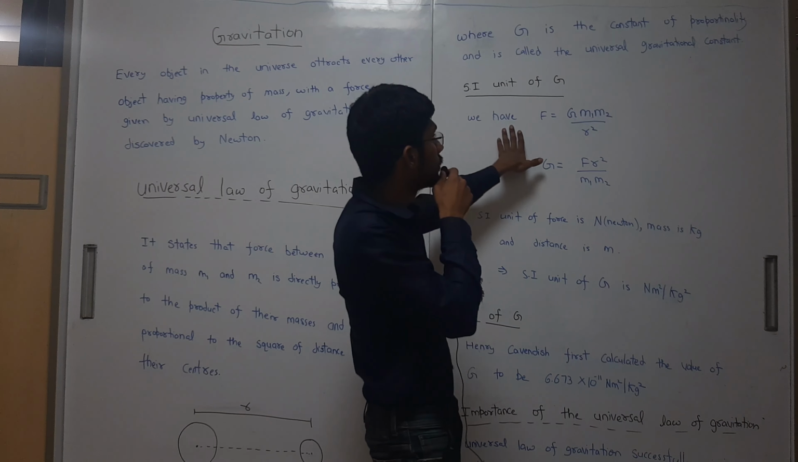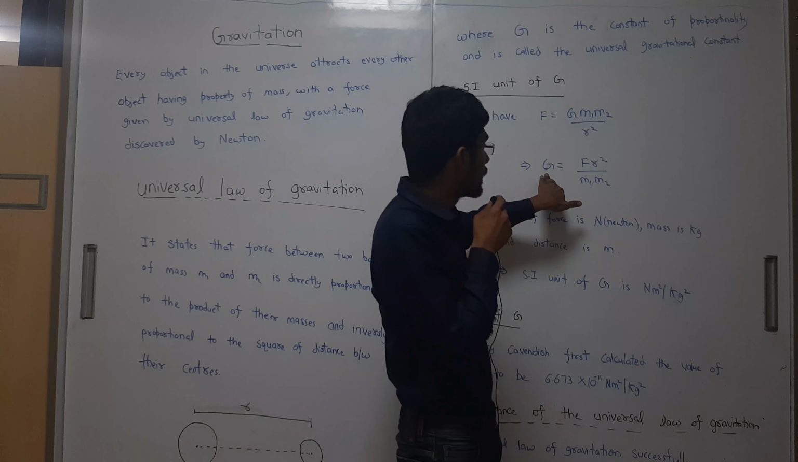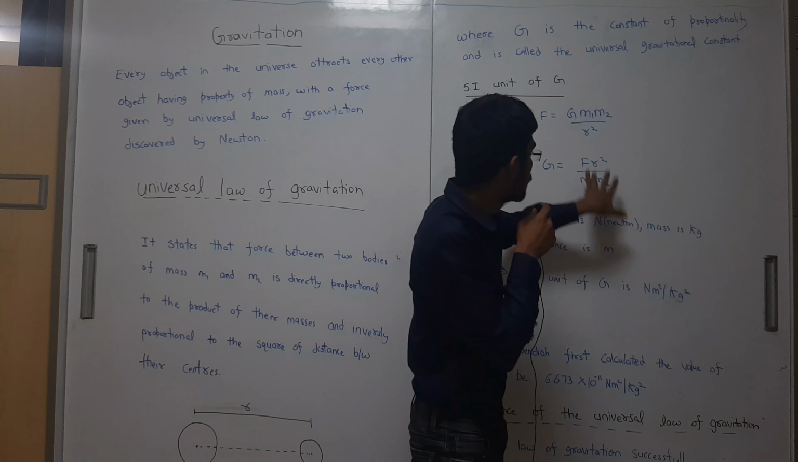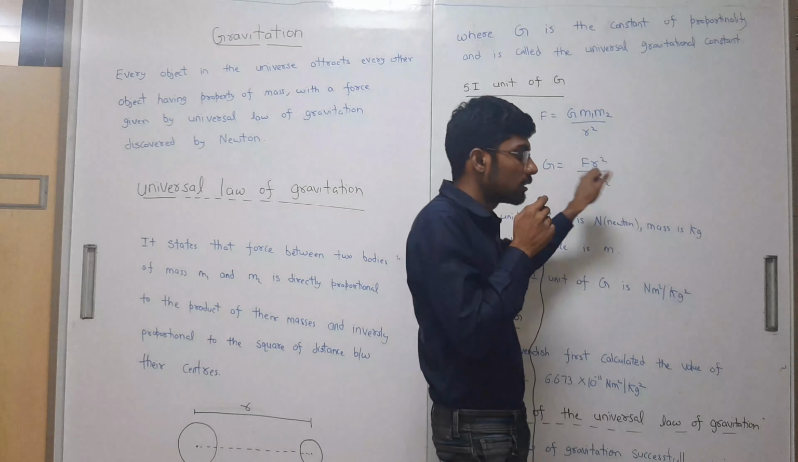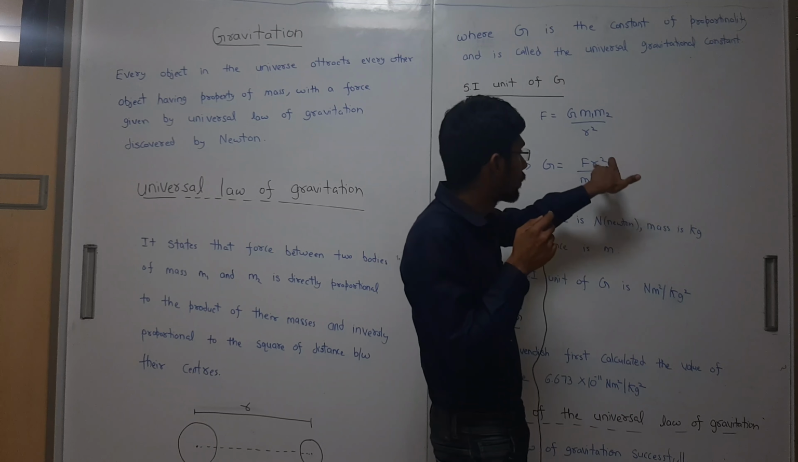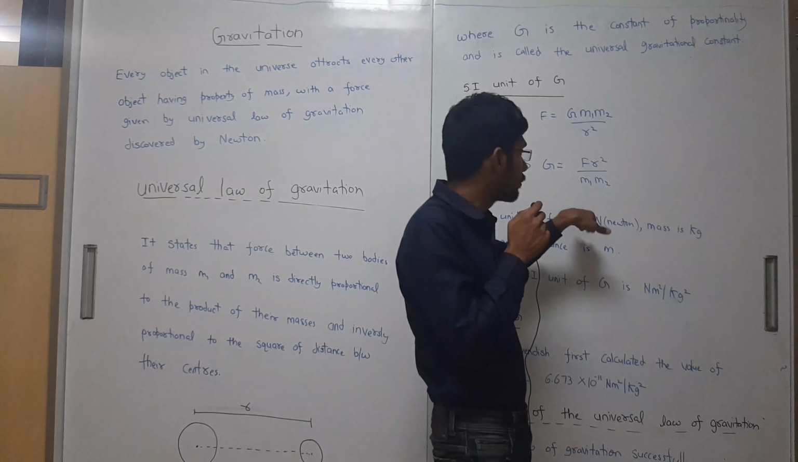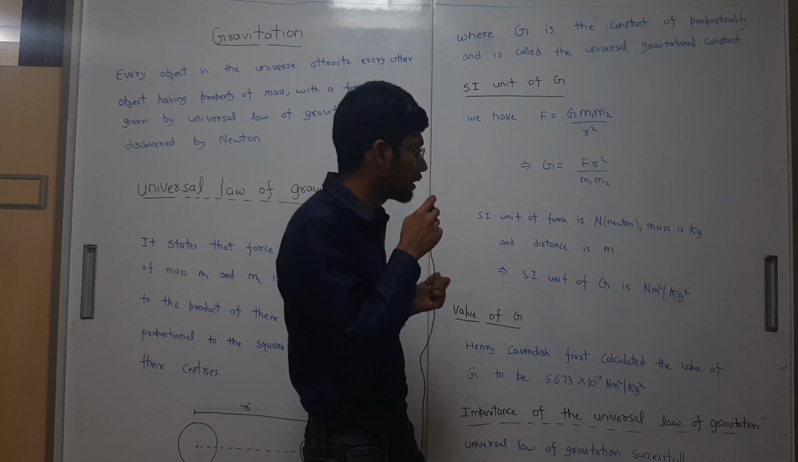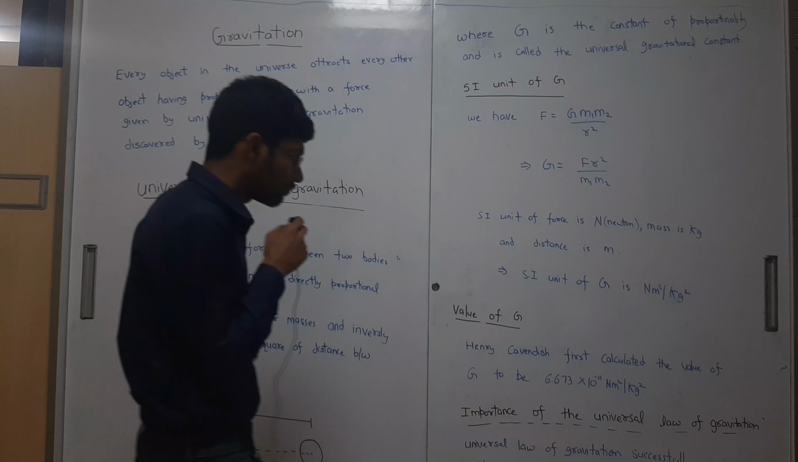The SI unit of G can be calculated as we know this formula. Now just taking G aside, we have this. Now putting the SI unit of each respective physical quantity, the SI unit of force is Newton, distance is meter, so this will be meter square, and this is mass, two masses multiplying, so this will be kg square. The SI unit of mass is kg, so the SI unit of G is Newton meter square per kg square.